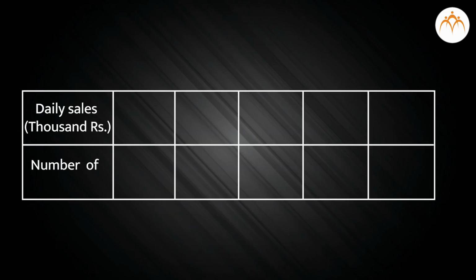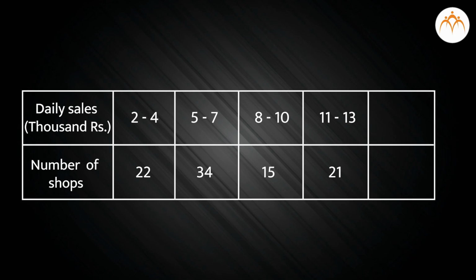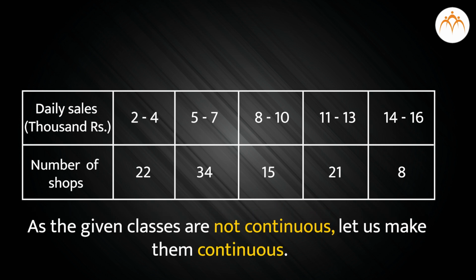Daily sales in 1000 rupees, number of shops. 2 to 4000 rupees, 22 shops. 5 to 7000 rupees, 34 shops. 8 to 10,000 rupees, 15 shops. 11 to 13,000 rupees, 21 shops. 14 to 16,000 rupees, 8 shops. Solution. As the given classes are not continuous, let us make them continuous.